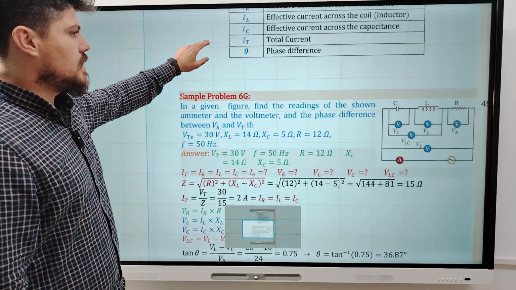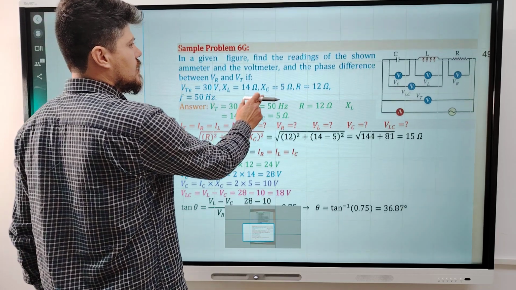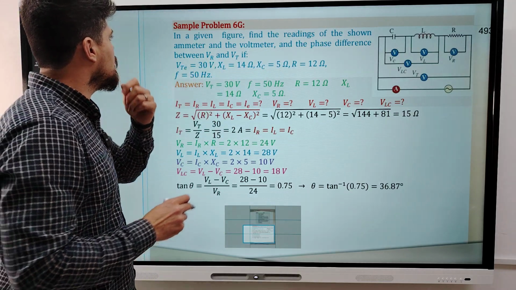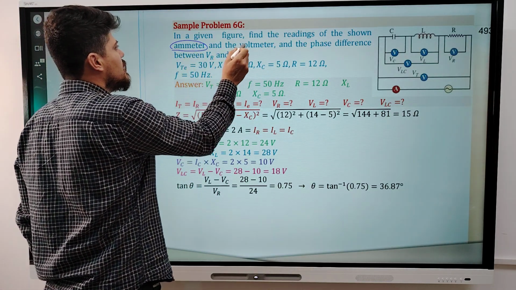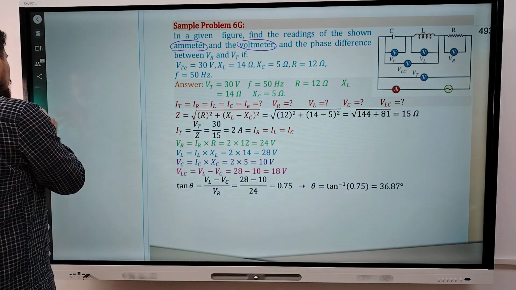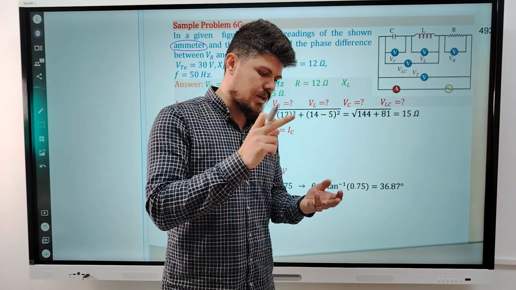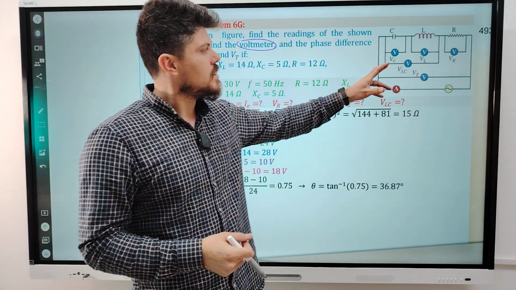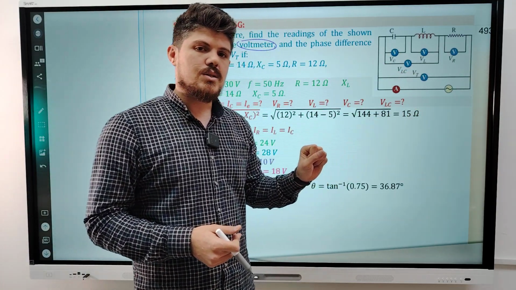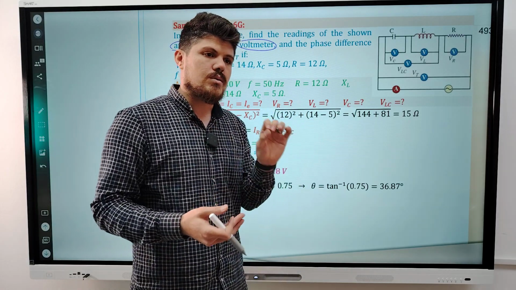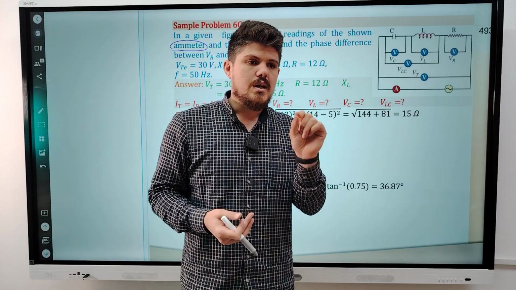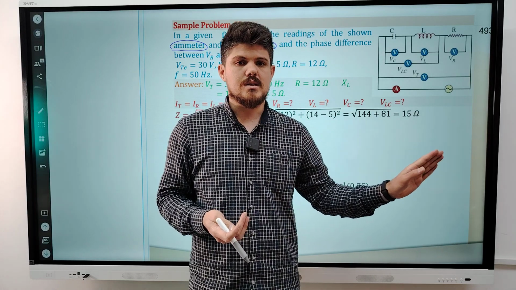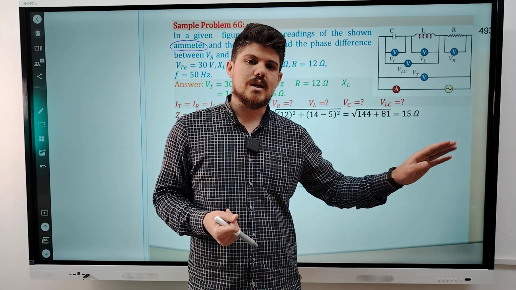Okay, look at this example. In the given figure, find the reading of the shown ammeter and voltmeter. The reading of the ammeter means IE total, or IE across the resistance, inductance, and capacitance. Because the circuit is connected in series, the values of the currents are equal, which means that IE total has the same magnitude as the current across the resistance and the current across the capacitance.